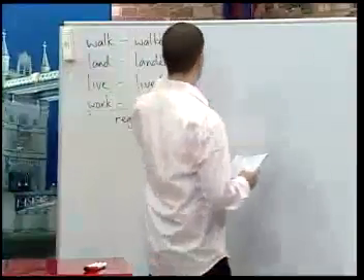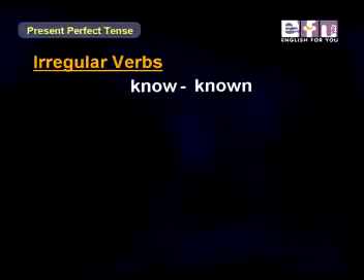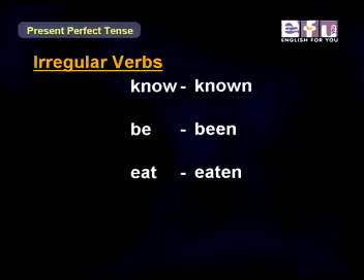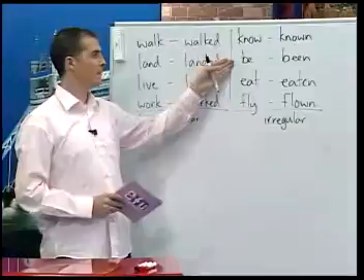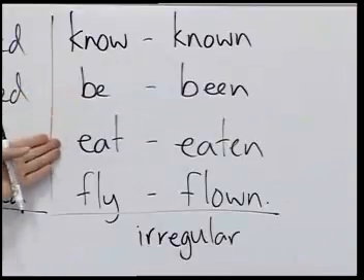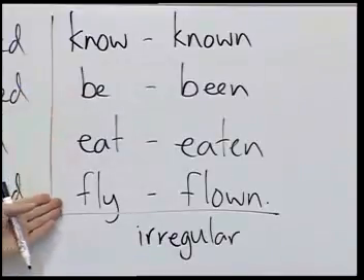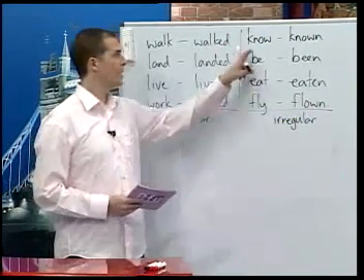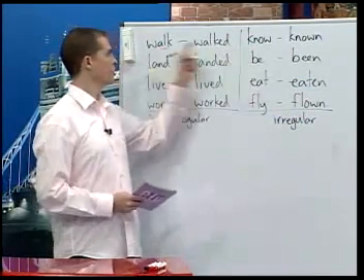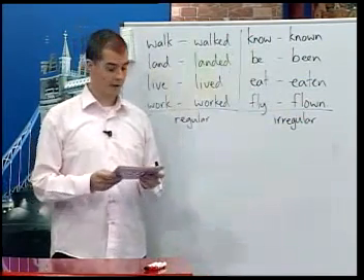Let's look at them. We have, for example, know, known, be, been, eat, eaten, and fly, flown. These are irregular. You just have to remember these ones. There's no rule. You have to learn the verb and think, is it a regular verb or an irregular verb, and learn the past participles.